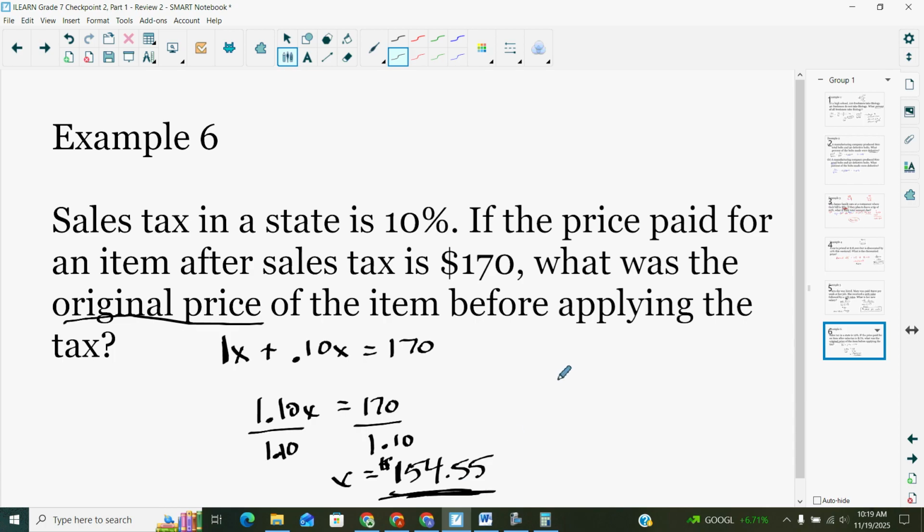If it wanted to know how much did we pay in tax, you would take 10% of that, and this is the tax. This is original plus tax is total. We're looking for original, so we want 1x. If it wanted how much is the tax, you would take 10% of that. That's it for the notes.